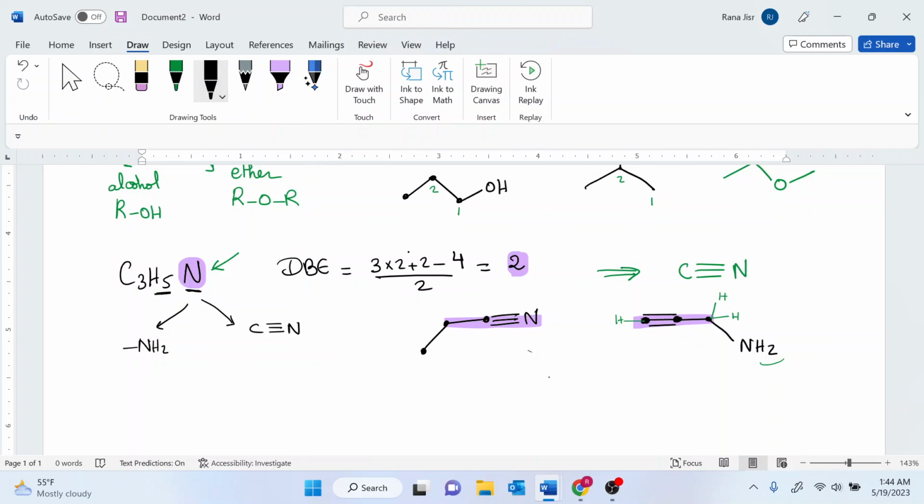I can also put a triple bond. And on one side, I can put the NH2. And on the other side, I can put my carbon. In this case, I have a carbon, 2 carbons, and 3 carbons in there. And all of them need to be linear in this case. So there are three isomers for C3H5N.